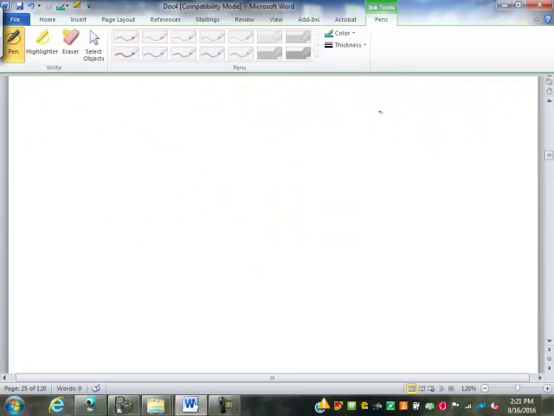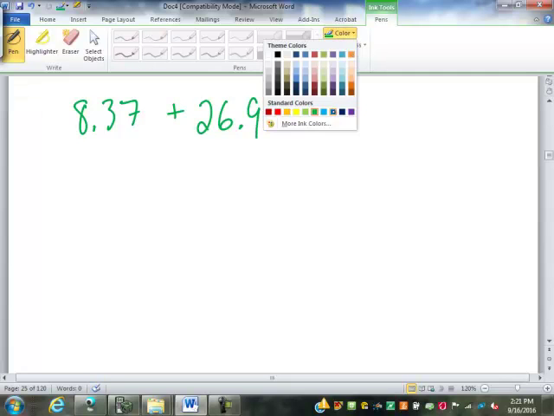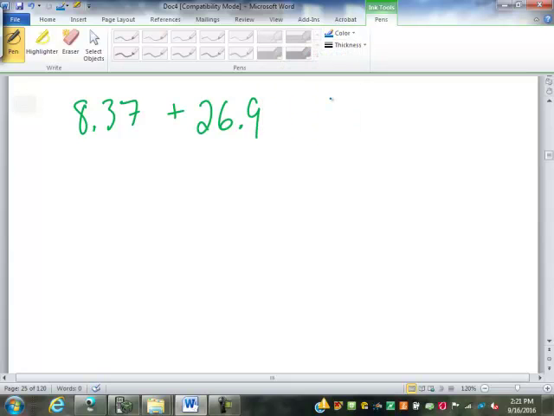So anyway, let's do some of our operations with these decimals. I'm going to assume you guys know how to round, so I'm not going to deal with that. We're going to go straight into our operations, like 8.37 plus 26.9. Now, when I go to add these, what do I have to make sure I do?